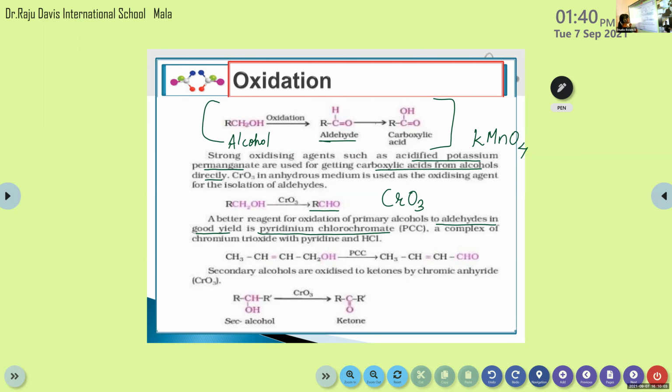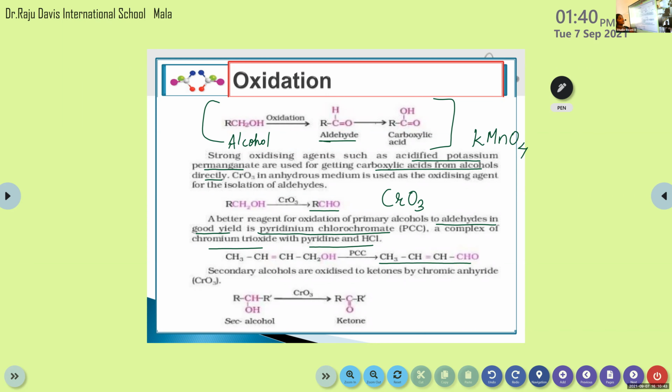It's a complex of chromium trioxide with pyridine and HCl. They all together are known as PCC. Clear? Chromium trioxide, pyridine, then HCl. The complex of all these compounds together is known as pyridinium chlorochromate. In short, we will write PCC. So, using this PCC as the reagent for the oxidation of alcohols, the aldehyde will be obtained in good yield.